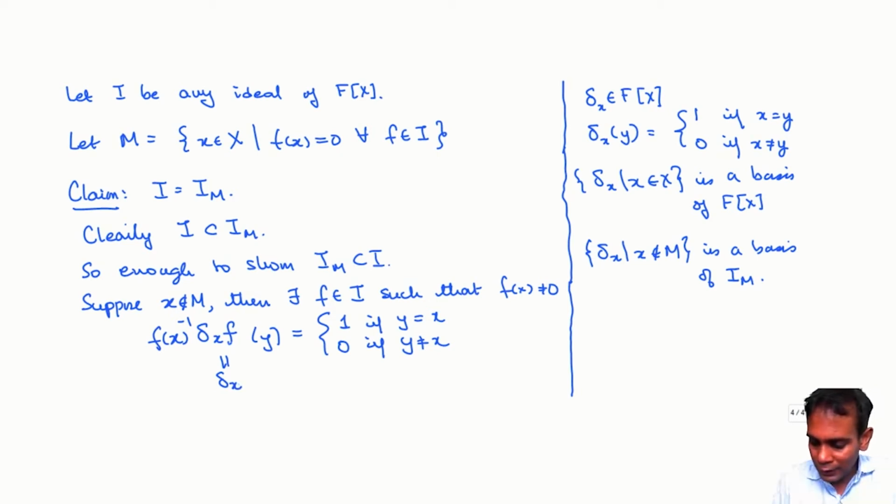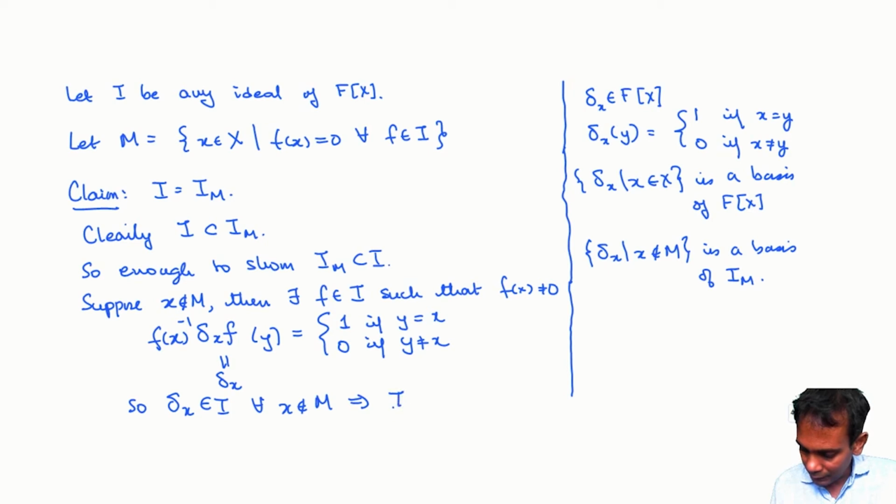Okay, but I obtained it by taking f and multiplying it by some elements of the ring Fx. So what we get is that delta x belongs to I for all x not in M, which implies, now delta x, as x runs over elements not in M, span Im, that Im is contained in I. Hence we conclude that Im is equal to I. And so the conclusion is that every ideal of Fx is of the form Im for some subset M of X.